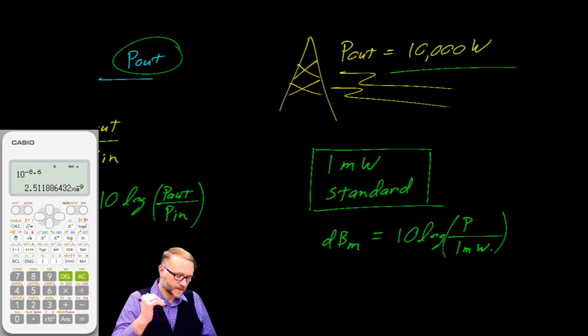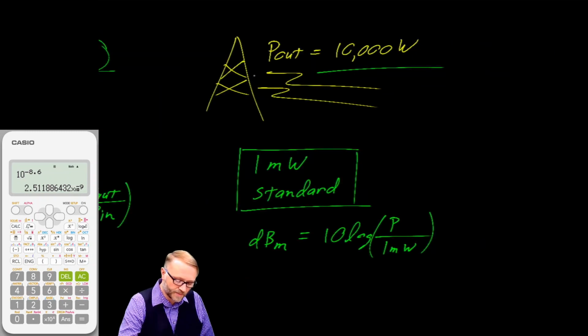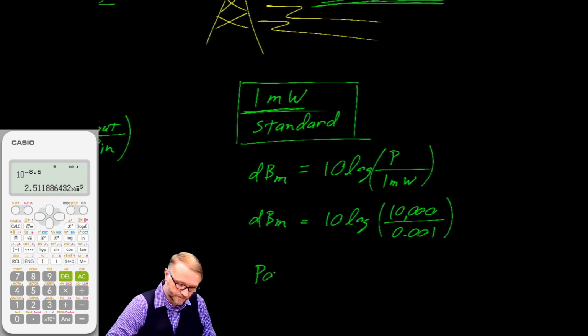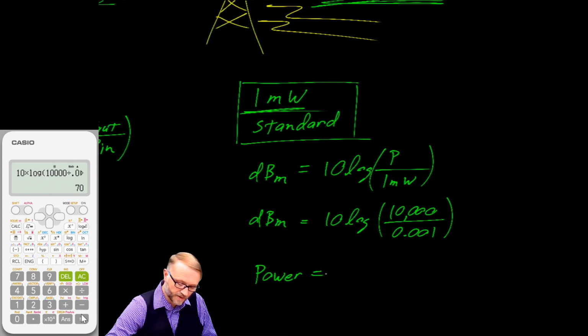We're always comparing this to that. Over here, once again, we compared output to input. In this case, we're going to compare some transmitter or some receiver power value to the standard. So it's this compared to 1 milliwatt. So the dBm for our 10,000 watt transmitter, that's 0.001. Now we wouldn't say gain, we would say power is equal to 10 times log of 10,000 divided by 0.001. So the power of that transmitter is 70 dB relative to the milliwatt.